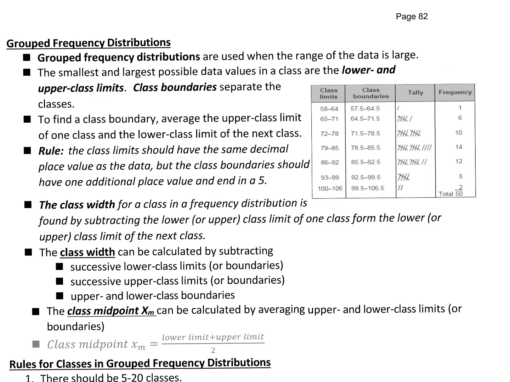frequency distributions. So grouped frequency distributions are used when the range of the data is large. The smallest and largest possible data values in a class are the lower and upper class limits. Class boundaries separate the classes. All right, so this is just an example of what that would look like. So you can see we have class limits here in this table. We've got class limits and we have class boundaries. And if you look at these numbers closely, you might notice that this number here correlates to these two numbers.